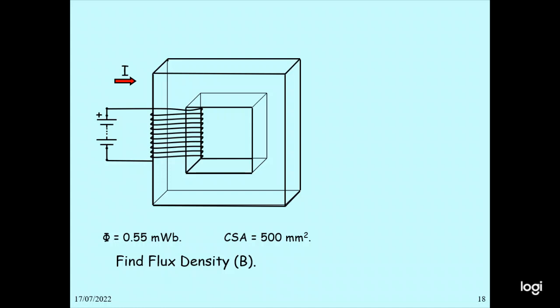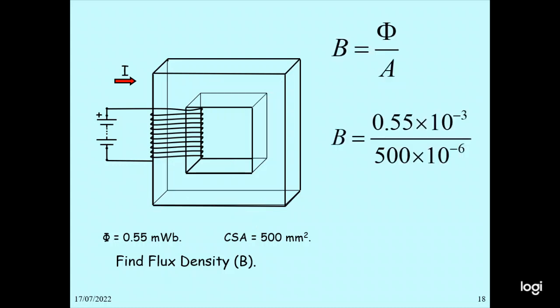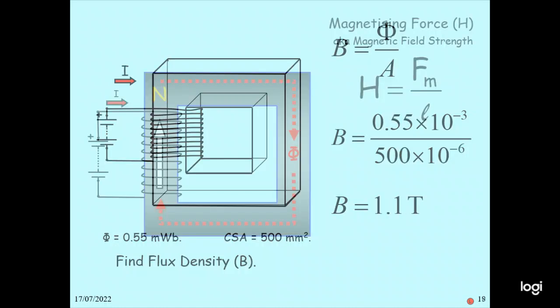For example, phi equals 0.55 milliweber crossing an area of 500 millimeter square. We have to calculate the flux density B. So B equals phi by A, that is 0.55 into 10 power minus 3 divided by 500 into 10 power minus 6. You get 1.1 Tesla.